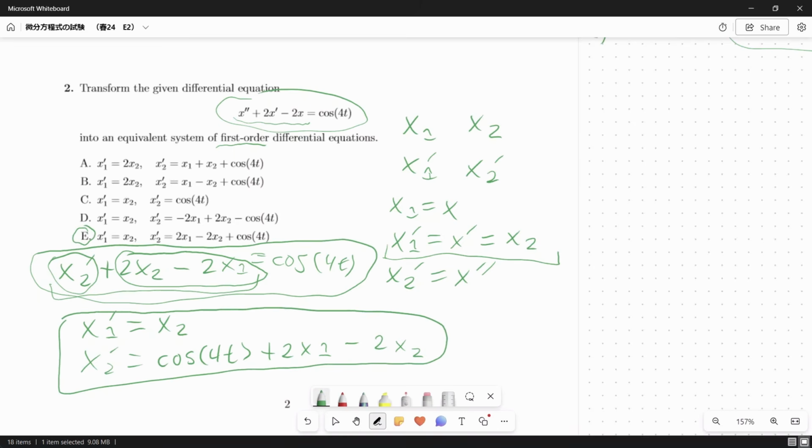And another thing also, since originally we said that x sub 1 prime is equal to x sub 2, that automatically eliminates a and b, because a and b say that x sub 1 prime is equal to 2x sub 2. And then we can also get rid of c, because it says that x sub 2 prime is only equal to cosine of 4t and doesn't account for these terms here. So the answer to this ends up being E.